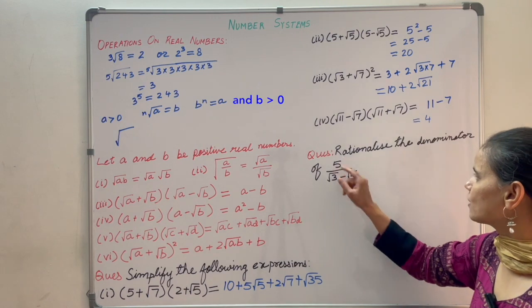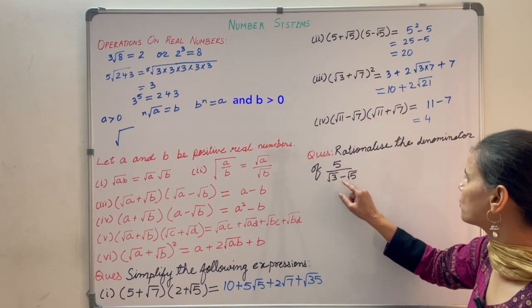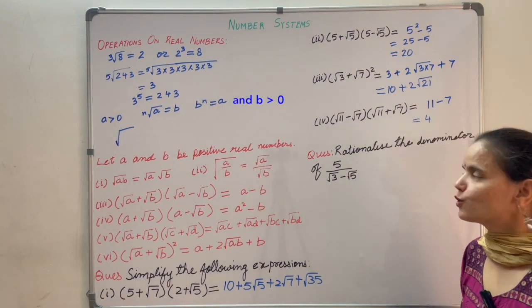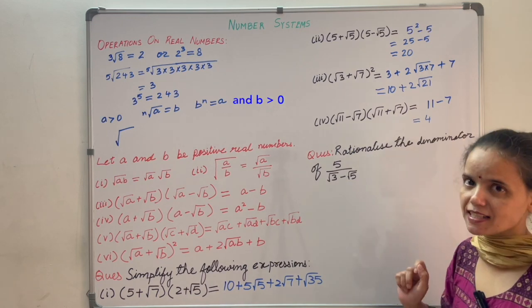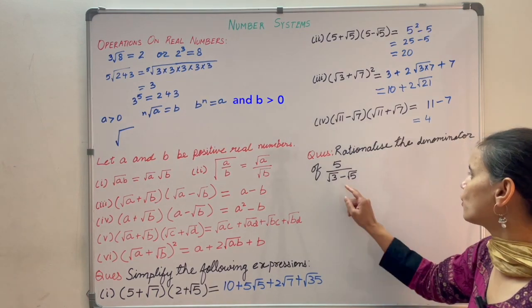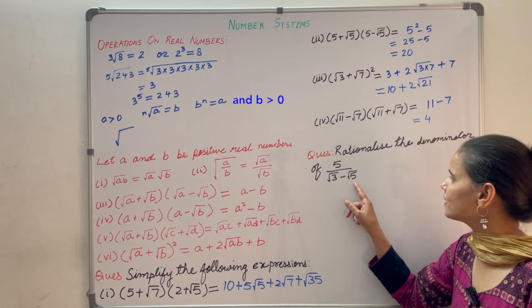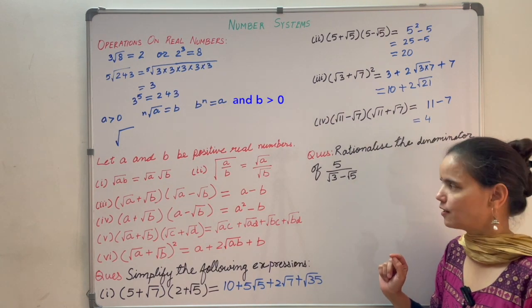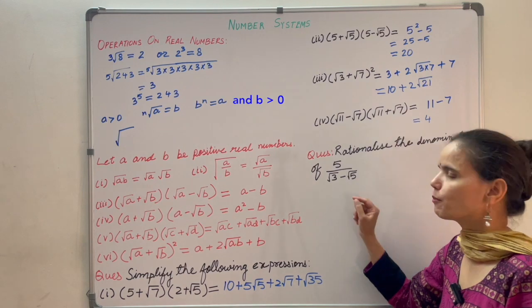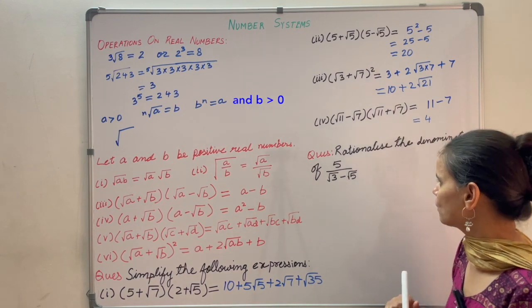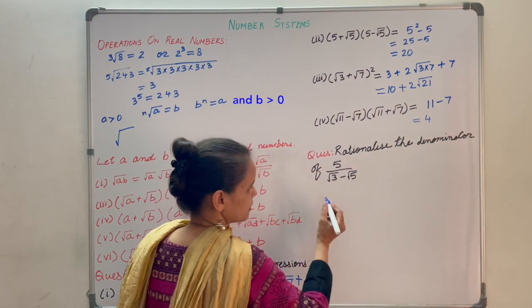Rationalize the denominator of 5 upon root 3 minus root 5. What do you mean by this word rationalize? It means you have to write down the denominator as a rational number. You can see the denominator is an irrational number. You have to make this denominator a rational number. So what are we going to do? Let me just write it down.